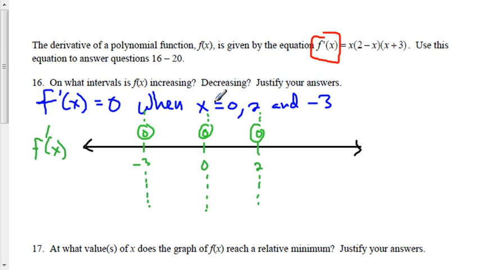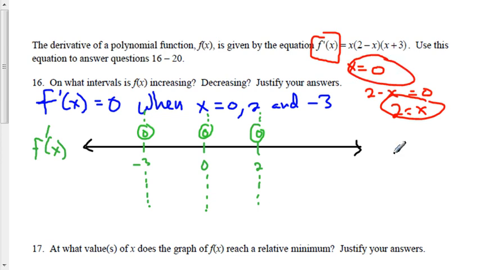So we got three things: either x equals 0, or 2 minus x equals 0, so I can just bring the x over, 2 equals x, and then lastly x equals negative 3. Now, for increasing, the derivative must be positive, and for decreasing, the derivative must be negative. So we need to do a sign change chart. There's my negative 3, there's my 0, there's my 2.